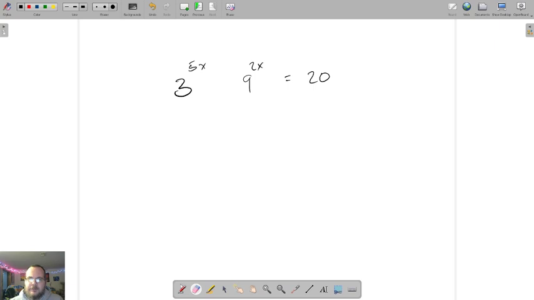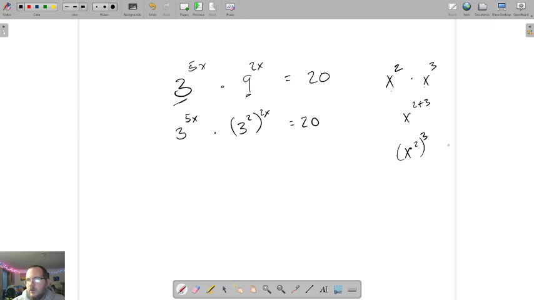What you want to do first is focus on, actually this shouldn't be plus, it should be times. You want to focus on getting these to have the same base, because if you're multiplying two things with the same base, like say x squared times x cubed, if the base is the same, then the exponents add, 2 plus 3, which is 5. So here you want to transform either 3 to be in terms of 9 or 9 to be in terms of 3. In this case, I'm going to do 9 to be in terms of 3.